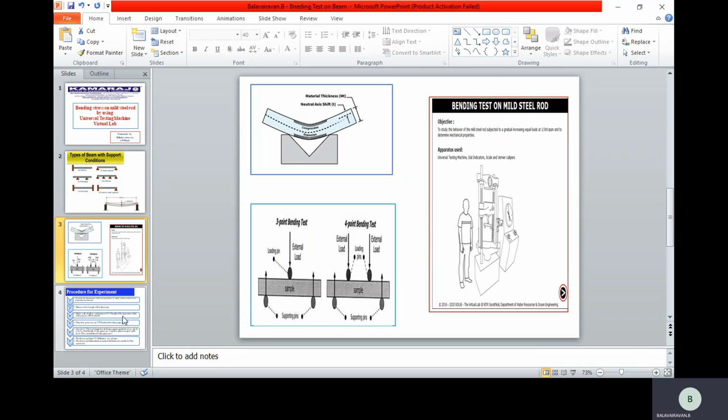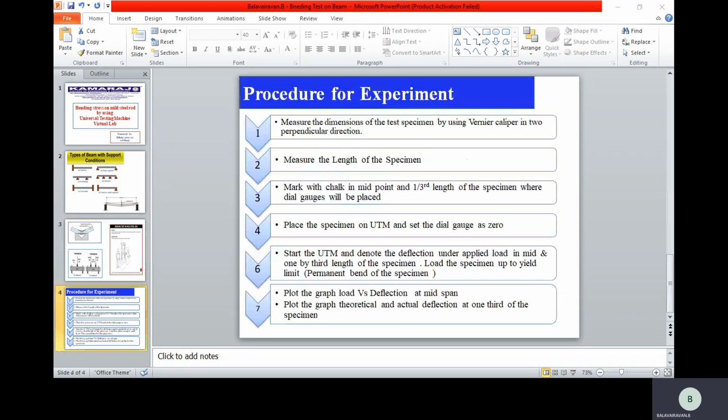Next slide. The first step, measure the dimensions of the test specimen by using a vernier caliper in the perpendicular direction. Step number 2 is measure the length of the specimen. Step number 3, mark with chalk the midpoint and 1/3 length of the specimen where dial gauges will be placed. Step number 4, place the specimen on the UTM and set the dial gauges to 0. Then start the UTM and note the deflection under applied load at the mid and 1/3 length of the specimen.